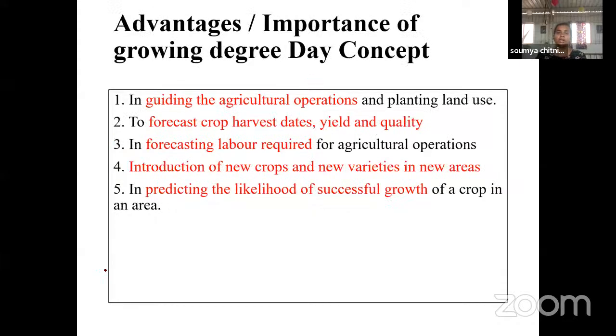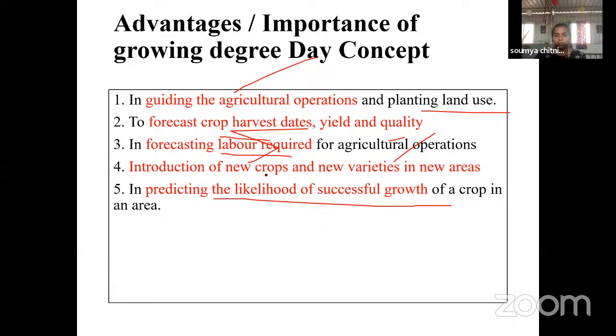So why is it important? Growing degree days help in guiding agricultural operations, planting, and land use. If we have an idea about growing degree days, we can say whether we can take up plowing today or not, whether the weather is suitable or not. So we can check that. It also helps in forecasting crop harvest dates, yield and quality, and in forecasting labor requirement for agricultural operations, and introduction of new crops and new varieties, predicting the successful growth of a particular crop in an area. Other than these advantages, growing degree days also have some disadvantages.